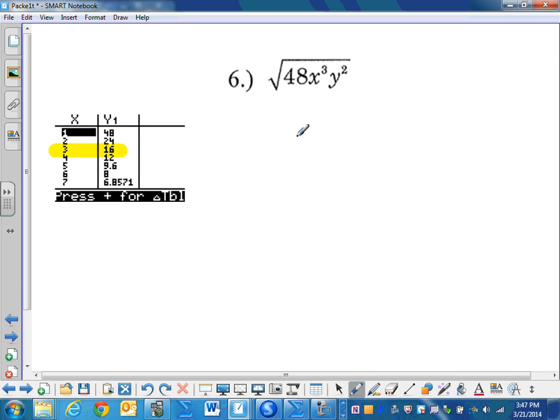Number 6, the square root of 48, x to the 3rd, y squared. So 16 and 3 are factors of 48. So the square root of 48 is 4 square roots of 3. X to the 3rd, 3 divided by 2 is 1 with 1 left over. Y squared, 2 divided by 2 is 1.